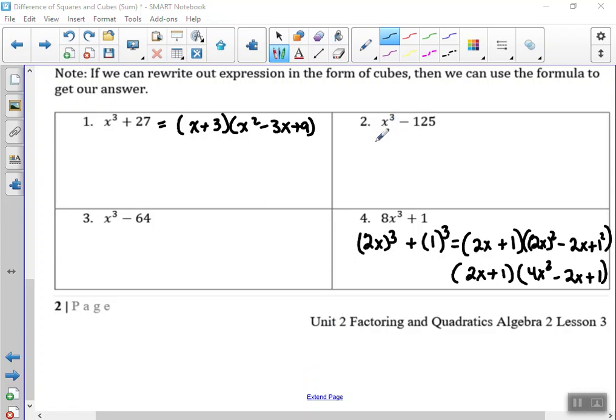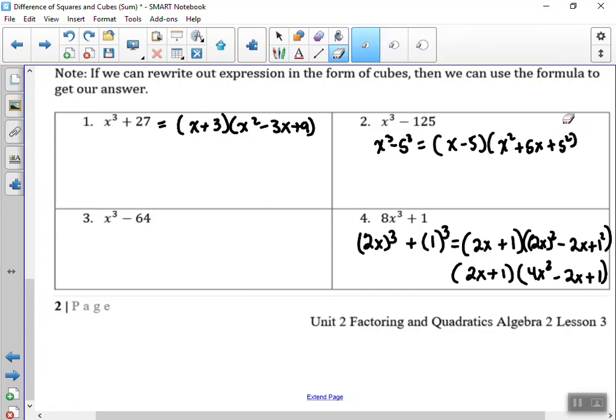So for this, we have x cubed minus 5 cubed. So this is x minus 5. This is x squared. Opposite sign, always positive, 5 squared, which is 25.